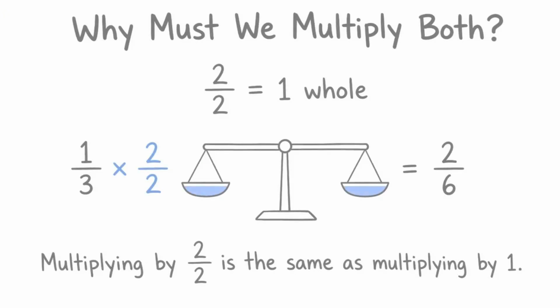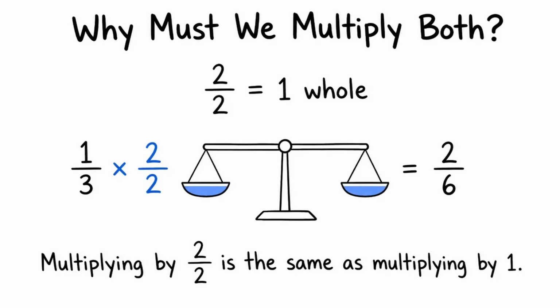You might be wondering why multiplying both numbers doesn't change the fraction's value. When we multiply the numerator and denominator by 2, we are really multiplying the fraction by 2 over 2. And 2 over 2 equals 1 whole. Multiplying a number by 1 doesn't change its value. That's why the fraction keeps the same value, even though its numerator and denominator change.